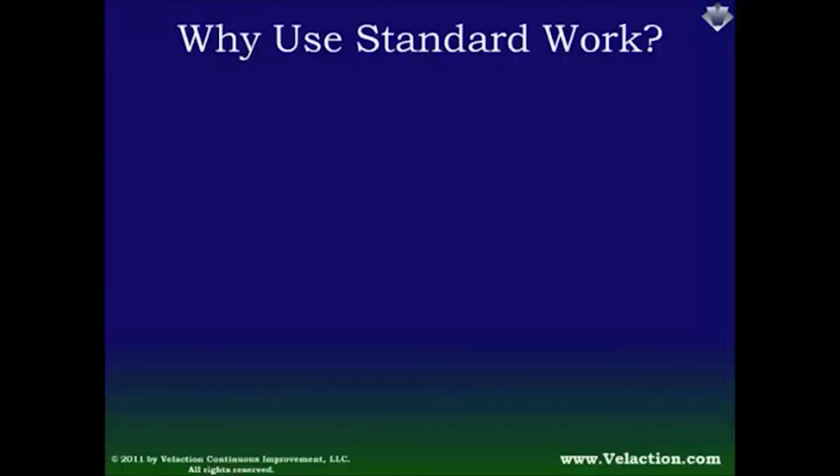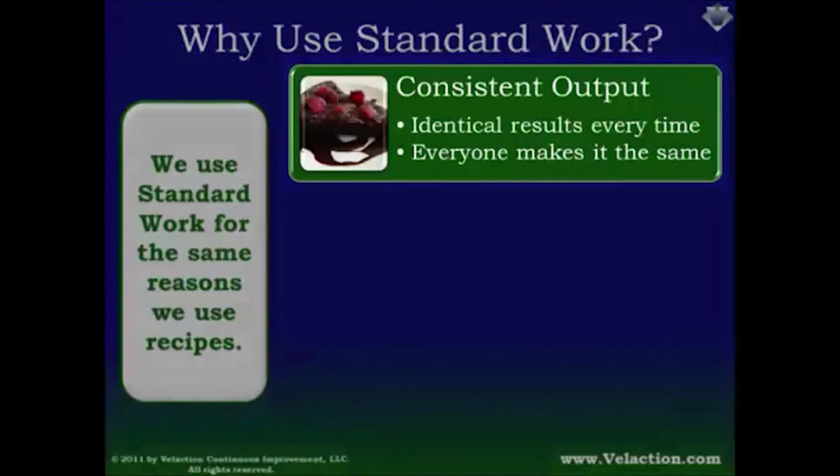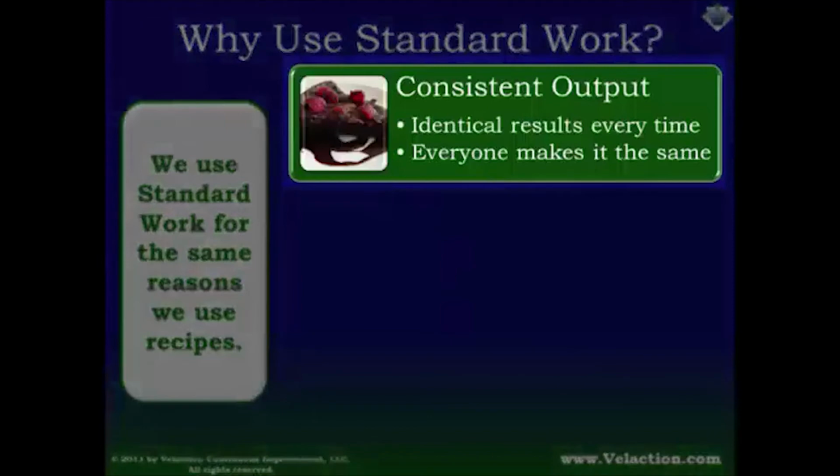Okay, so that's what standard work is. Now let's talk about why it's a good idea to have it in place in your organization. Think back to when we were talking about cooking at the beginning of this presentation. We use standard work for the same reason that we use recipes. Standard work provides consistent output. And it's not just about one person getting the same results each time they do a process. It's about everybody who does the process getting the same results.